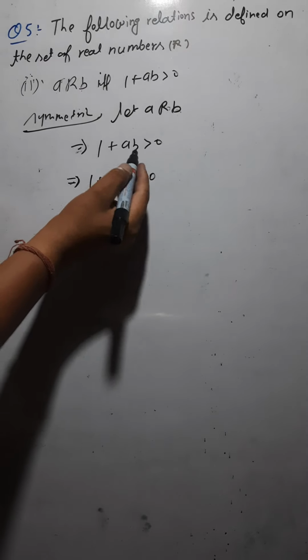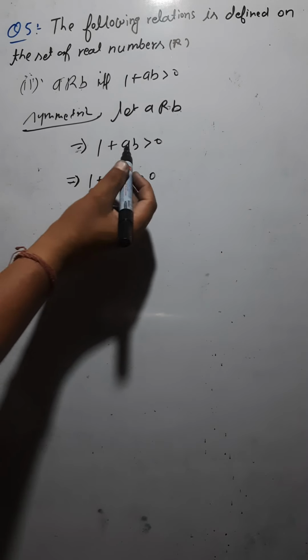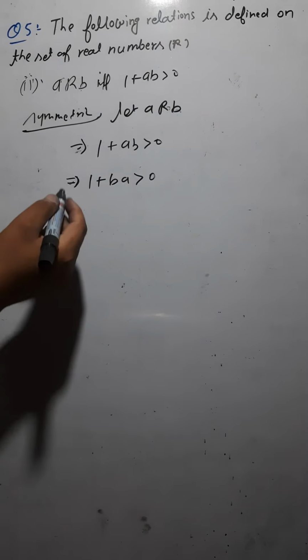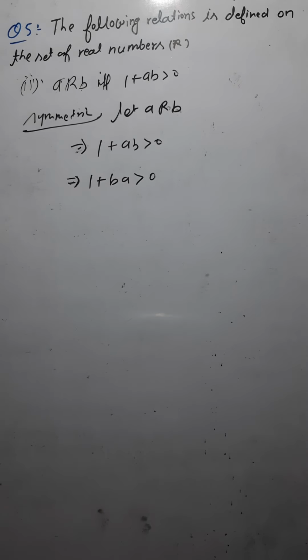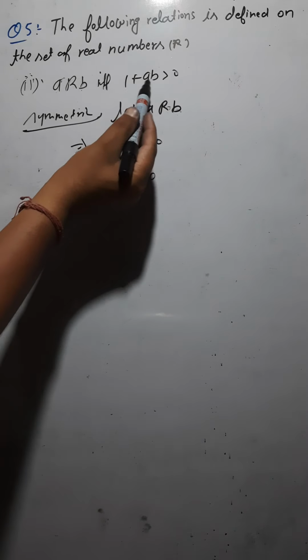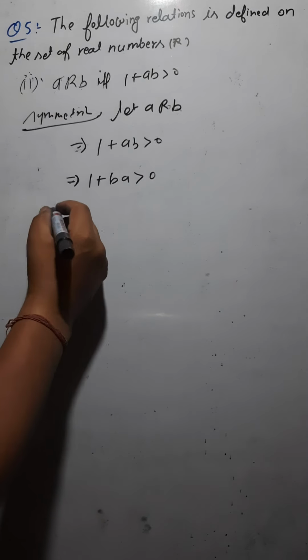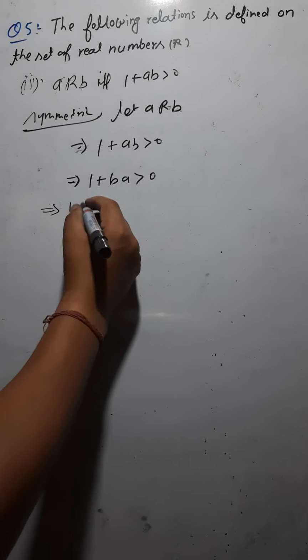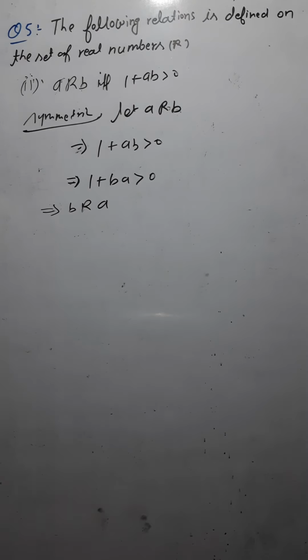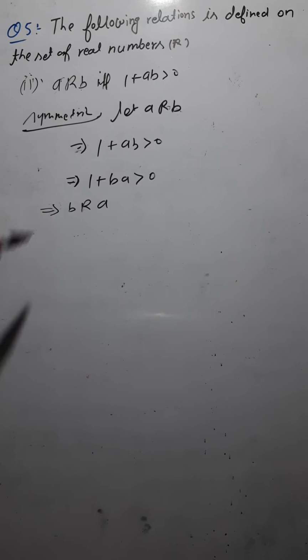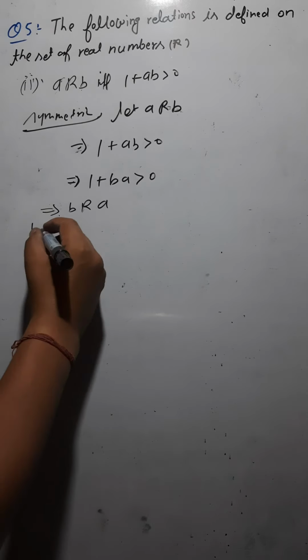Yes, only the order I have changed here. If 1 plus AB is greater than 0, this also implies that 1 plus BA is greater than 0. So if 1 plus BA is greater than 0, then I would write B is also related to A, isn't it? Hence, it also implies that B is related to A. Now if A is related to B and B is related to A, hence the given relation is symmetric, isn't it?